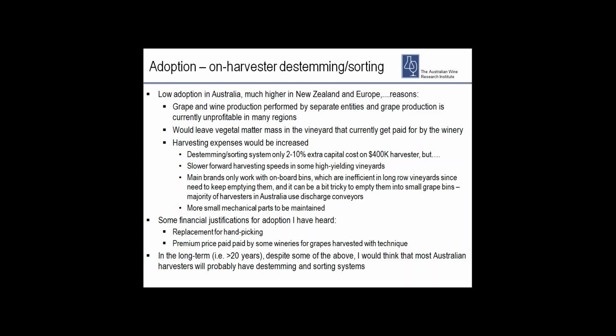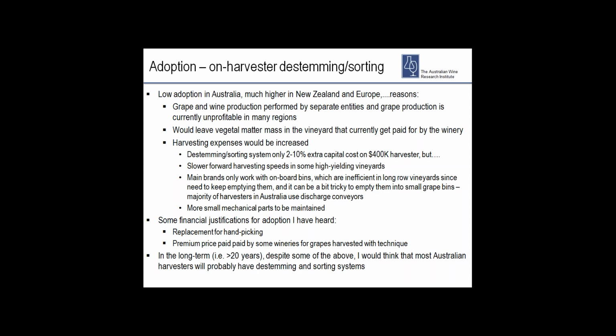An on-harvester system means that vegetal matter and some grapes would get left in the vineyard that growers currently get paid for by the weight at the winery. And furthermore, while a destemming and sorting system may only add, from my discussions with suppliers, about 2 to 10% to the approximately $400,000 capital cost of a harvester, other operating costs are increased.